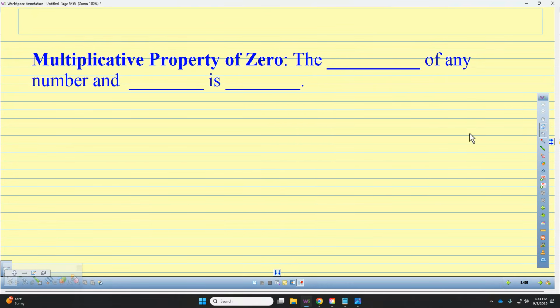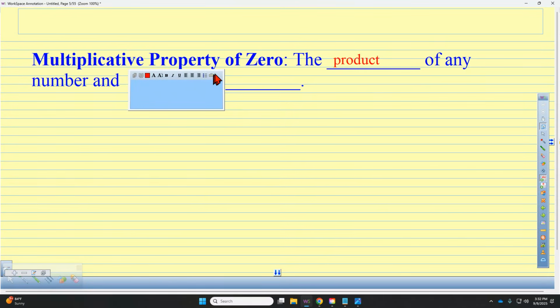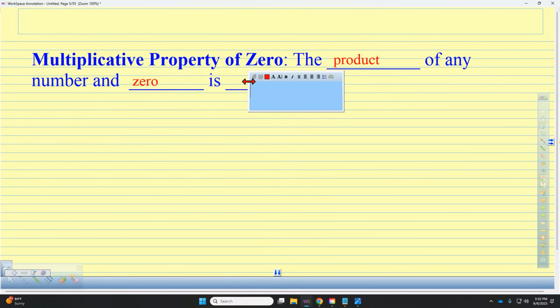And another one. Basically, kind of the same idea, but with 0, and again, this should be something that you're familiar with. Again, we have the product of any number and 0 is 0.